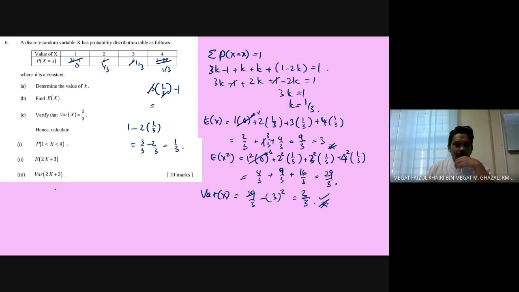So now, probability of x in between 1 and 4. Class, this is discrete. It means that we are going to find the probability in between 1 and 4, but does not include 1 and does not include 4, which is probability of x equal to 2 plus probability of x equal to 3. So it is 1 over 3 plus 1 over 3, 2 over 3.